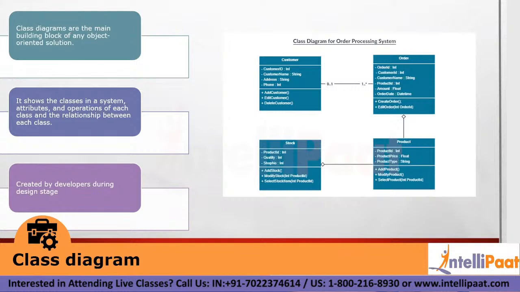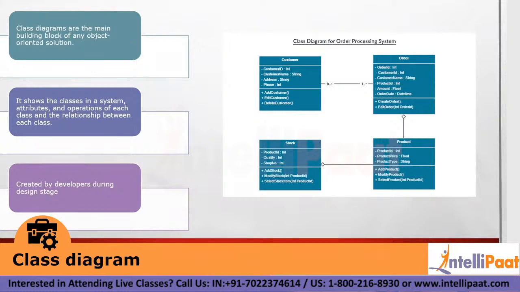So class diagrams are the main building blocks for any object-oriented solution. Most of the programming that happens today is OOP, right? Object-oriented programming. For any object-oriented programming solution that you are working on, class diagrams are the best UML diagrams available. Why is that? A class diagram shows you all the classes in a system, the attributes that those classes have, the various operations of each of these classes, and also the relationships between multiple classes. Now, what do I mean by all of that?